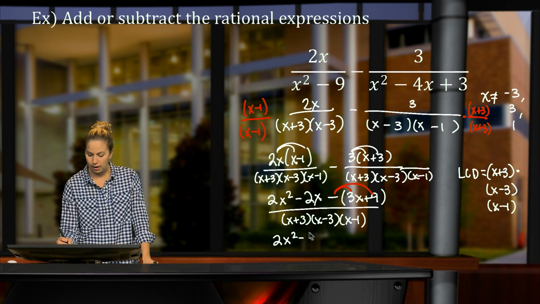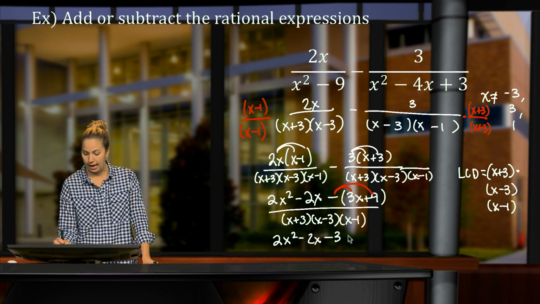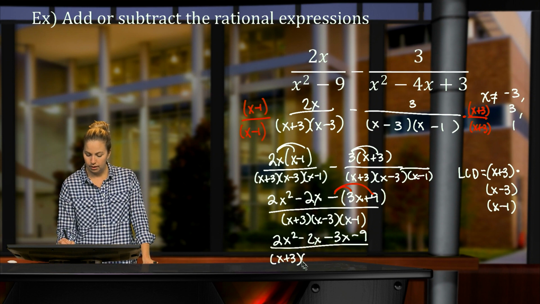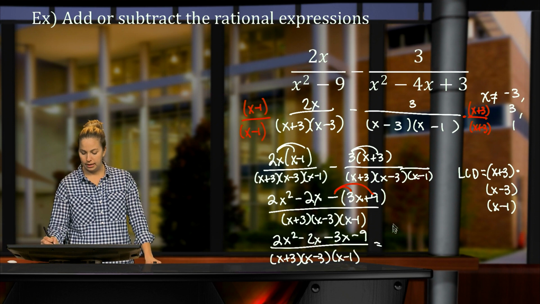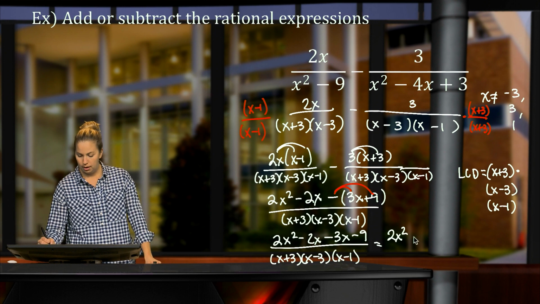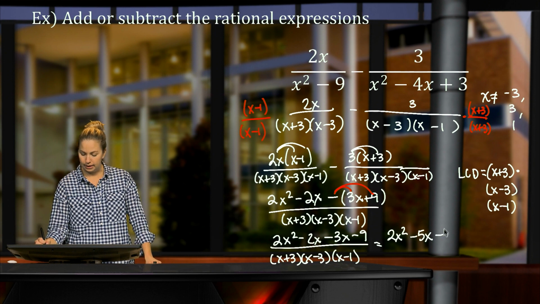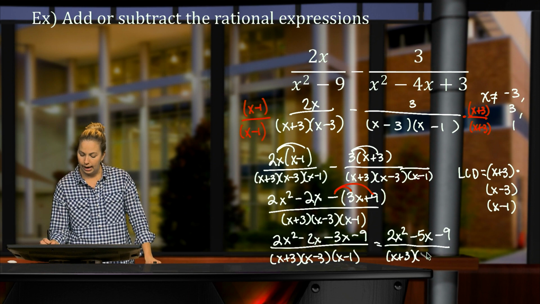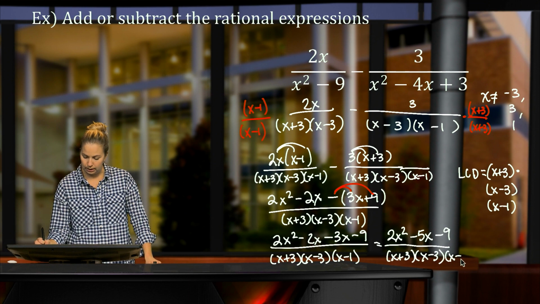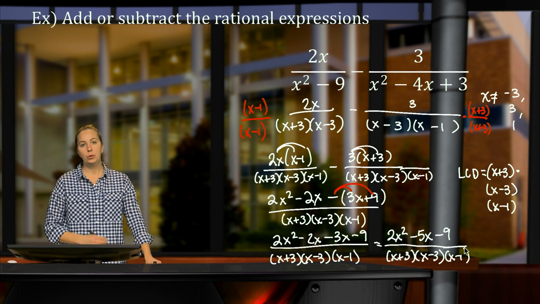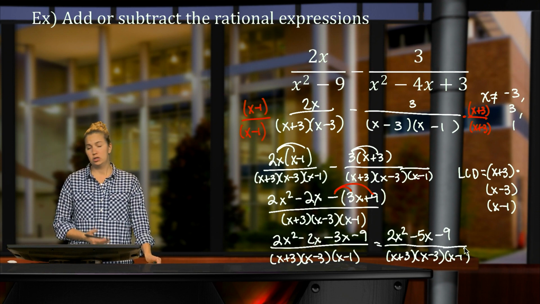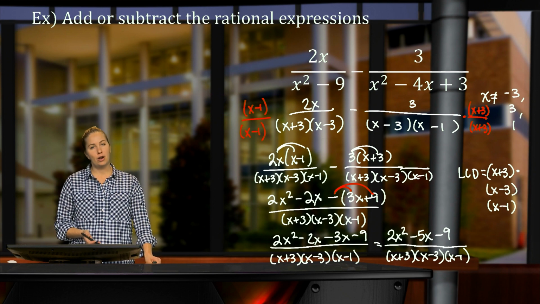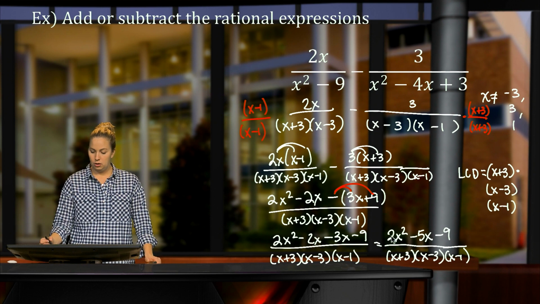2x squared minus 2x minus 3x minus 9, divided by (x plus 3)(x minus 3)(x minus 1). And we combine like terms: 2x squared minus 5x minus 9, divided by (x plus 3)(x minus 3)(x minus 1). We recognize our numerator as a quadratic, a trinomial quadratic. So let's look and see whether or not we think we can factor this.